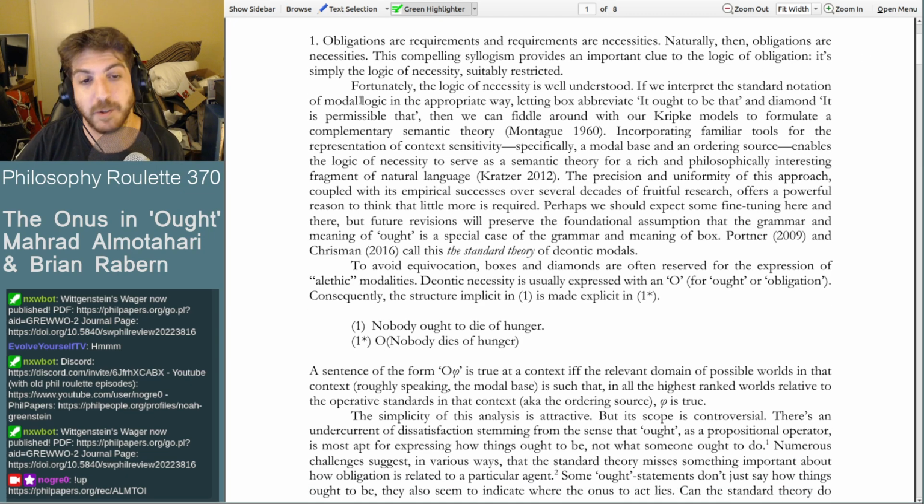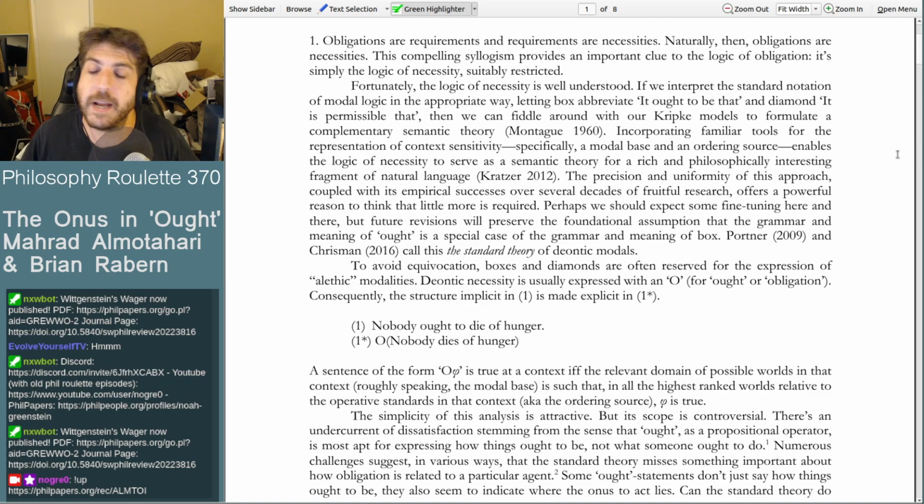Okay, here we go. Fortunately, the logic of necessity is well understood. If we interpret the standard notation of modal logic in the appropriate way, letting box abbreviate it ought to be that, and diamond it is permissible that, then we fiddle around with our Kripke models to formulate a complementary semantic theory. That's from Montague, 1960.